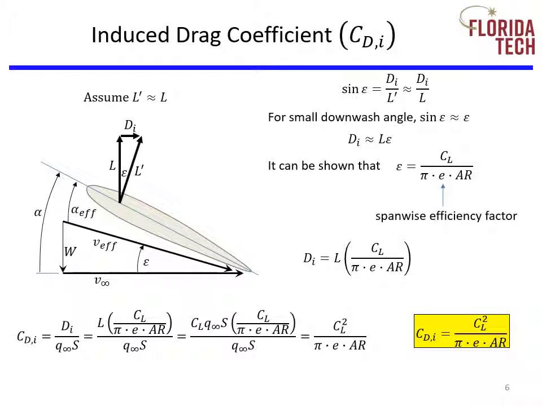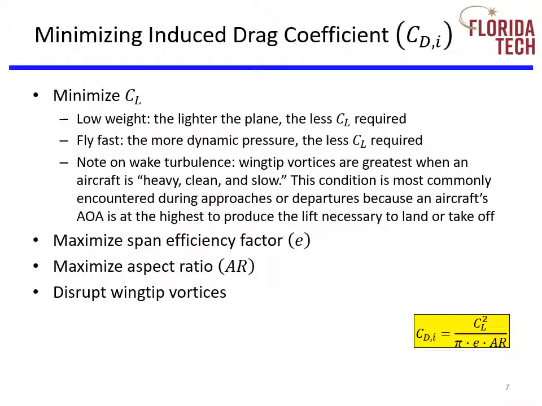It's clear from this equation that an elliptical lift distribution is the most desirable. The reason this occurs is the elliptical lift distribution results from an optimum uniform downwash distribution across the span. In the end, we can make all the substitutions and we're left with the equation in the yellow box. This is a very important result. It tells us several significant things about how to minimize induced drag.